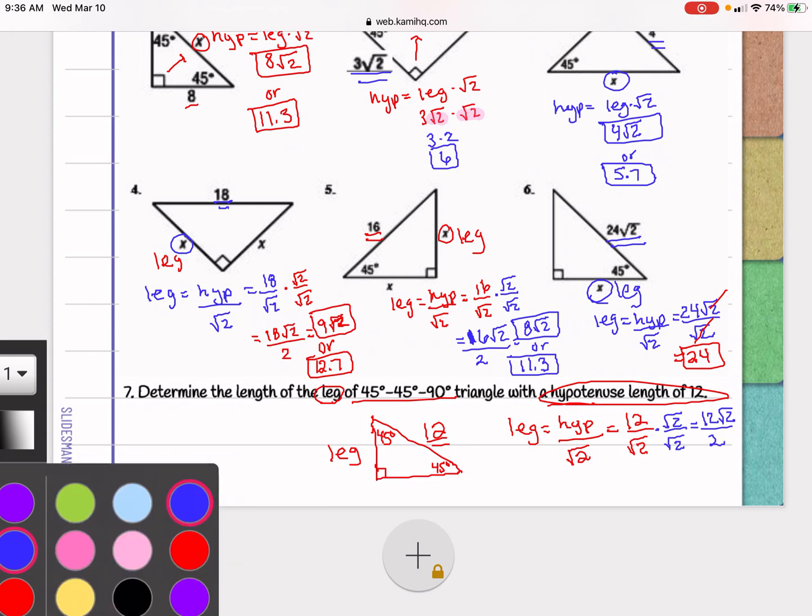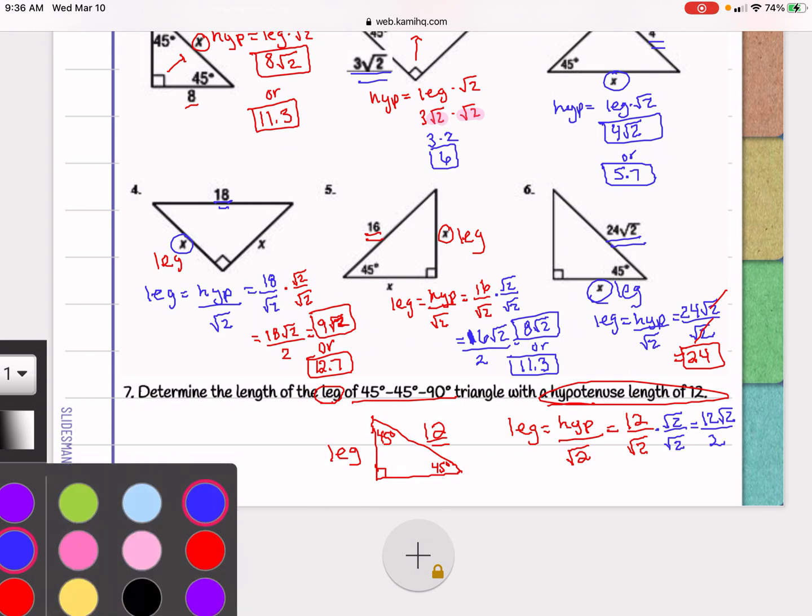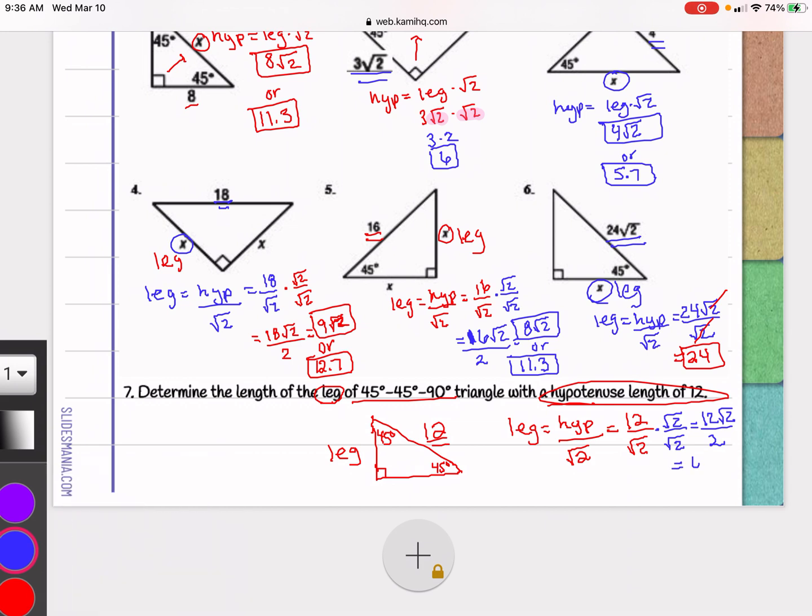So now at the end, we just have to divide. 12 divided by 2 is 6. So our answer would be 6 root 2. And then you can change this to a decimal on a calculator. 6 times square root of 2 comes out to about 8.5.